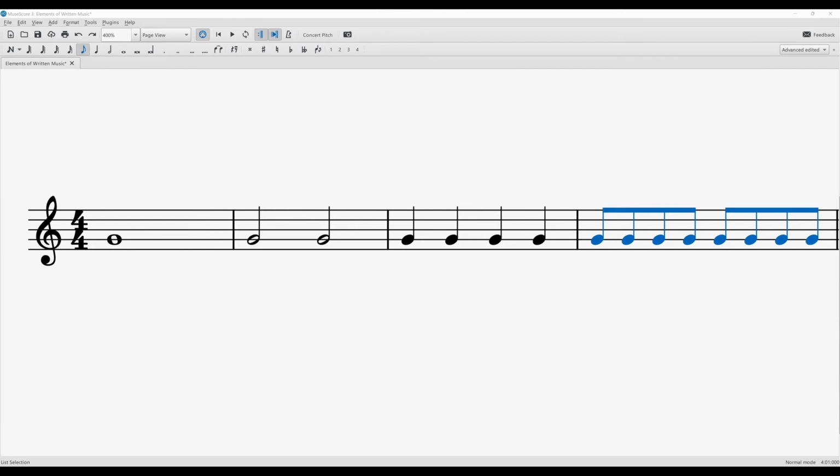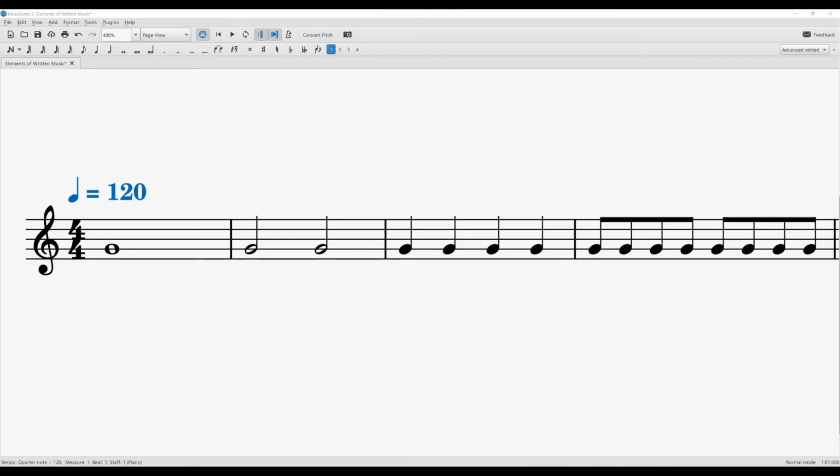Now there's one thing we've left out. It's how fast these beats occur. The tempo tells us how fast beats occur in beats per minute. Take a listen to what this sounds like at 120 beats per minute. This is written as quarter note equals 120 because the beat in 4/4 is equal to a quarter note. Let's listen.